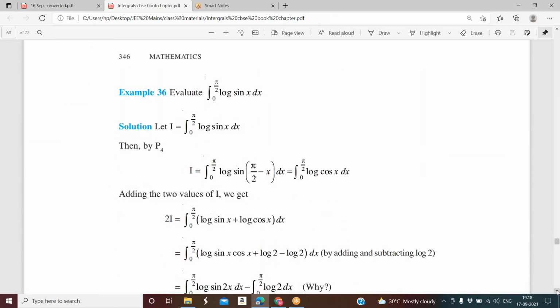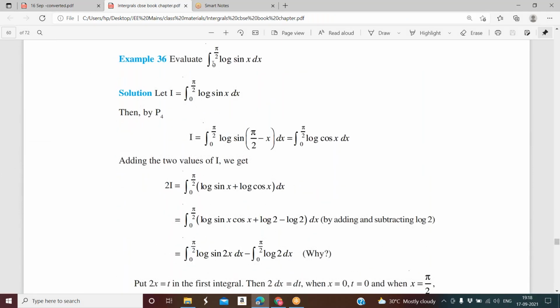Now I move on to the next question. Evaluate integral 0 to pi by 2 log sin x dx. Here we are going to use property number 4, because see the limits. Here the limits are 0 and pi by 2. Lower limit is 0 and upper limit is pi by 2.